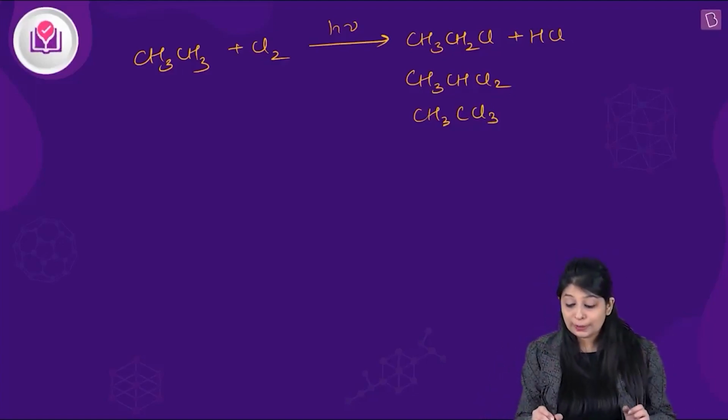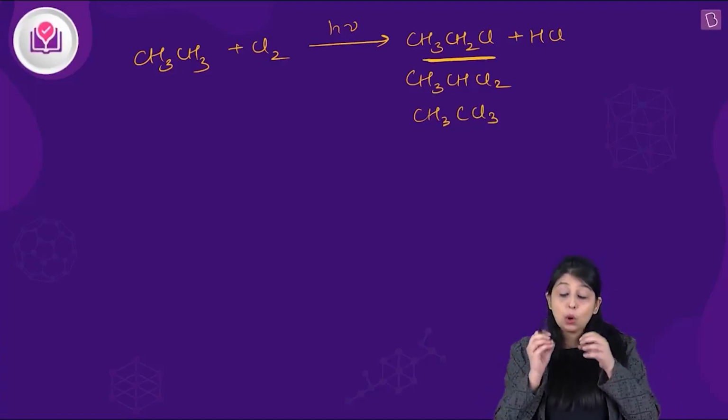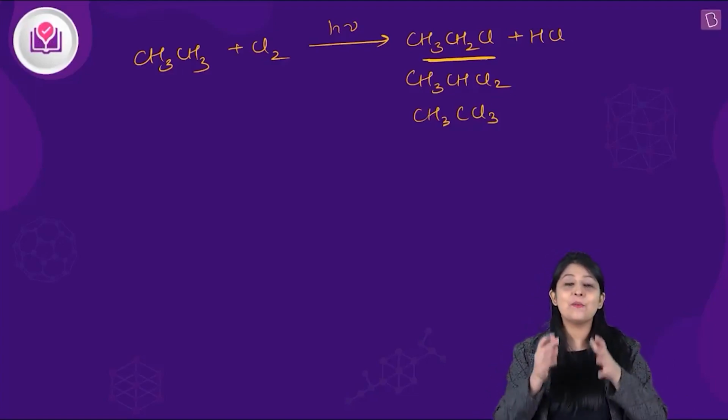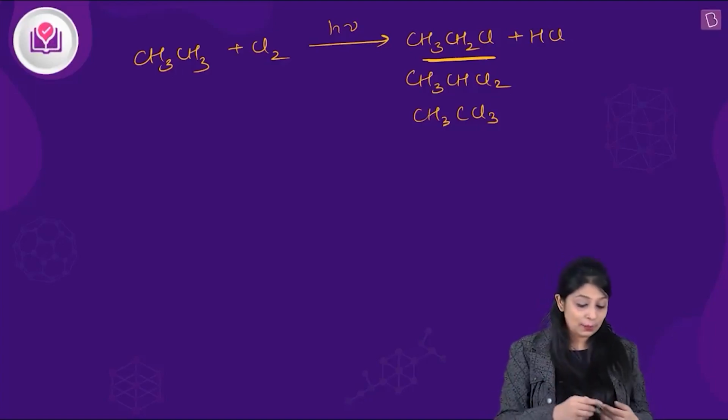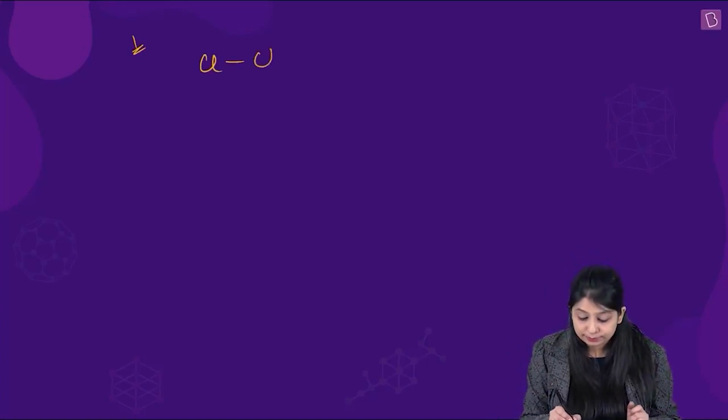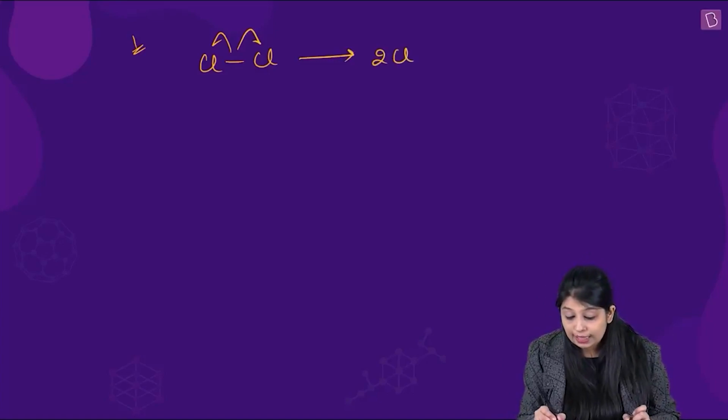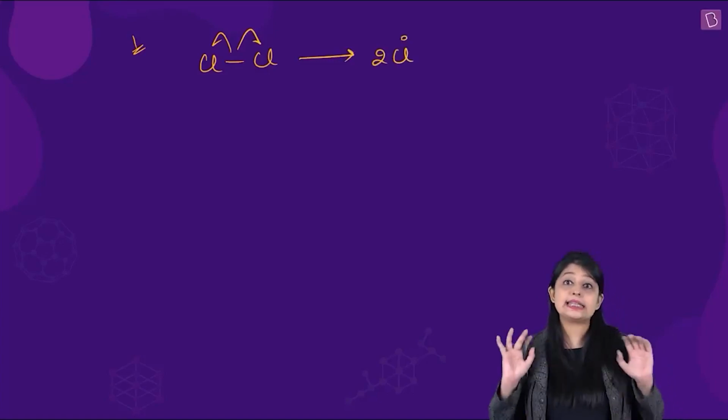If we want to increase the yield of chloroethane, we first have to know how this reaction happens. What is the mechanism behind it? Well, it happens through free radical mechanism, and free radical mechanism occurs through 3 steps. The first step is the initiation step. We have Cl2 molecule. The bond between 2 Cl atoms undergoes homolytic cleavage to give 2 chlorine radicals. This is the initiation step.